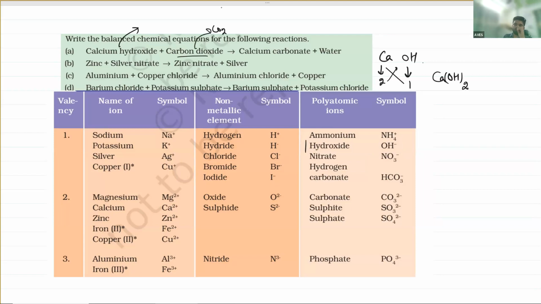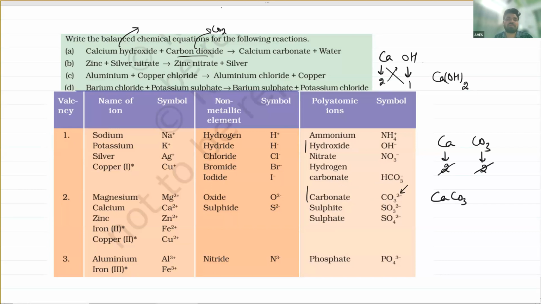Formula of calcium carbonate. What is the formula for calcium carbonate? Tell me. CaCO3. Yes, CaCO3, because calcium has valency 2 and the carbonate group also has valency 2. This one is the carbonate group, which has valency -2. We don't write 2 minus 2 plus 2, we just write 2 only. So this 2 and 2 will cancel each other out. We will have CaCO3. The formula will be CaCO3. Got it? Yes, sir.